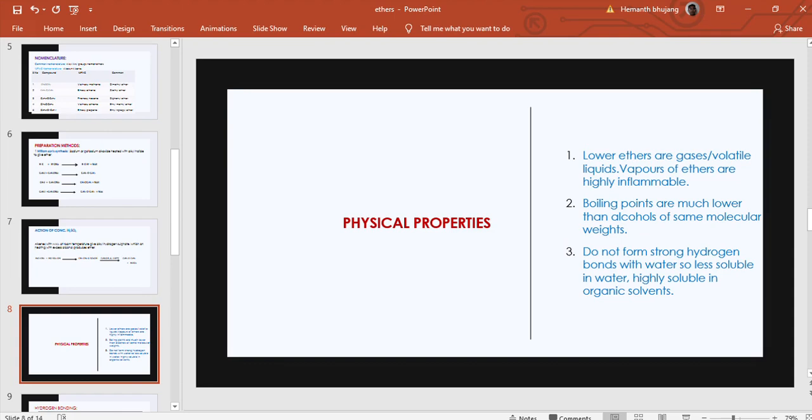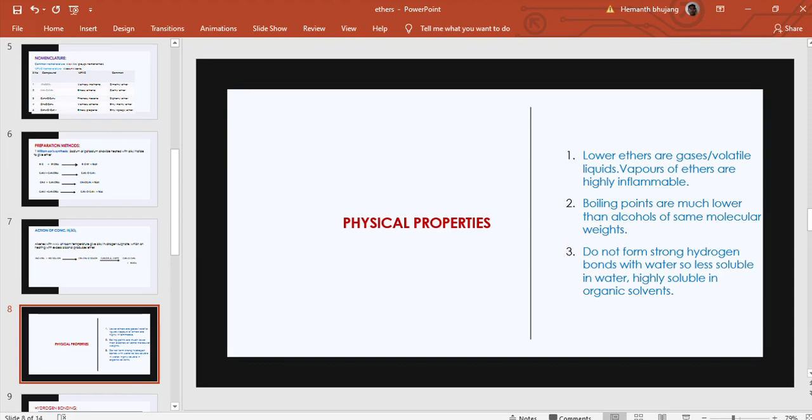And now physical properties. The lower ethers, that means lower molecular weight ethers, are generally gases or volatile liquids. And the vapors of ethers are highly inflammable. If we take out ether vapors, they will catch fire very easily. So we can call this the inflammable property. They are highly inflammable in nature.